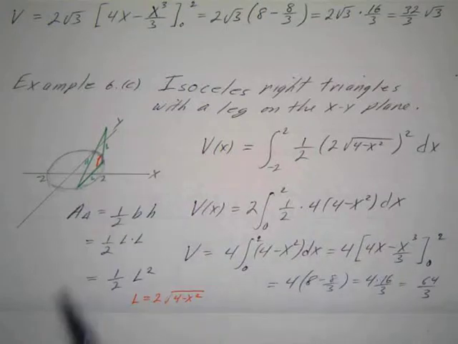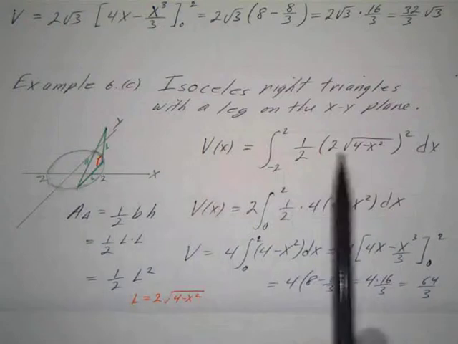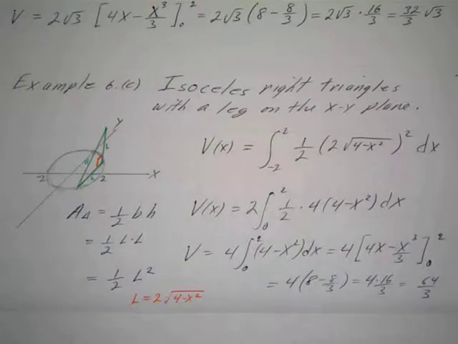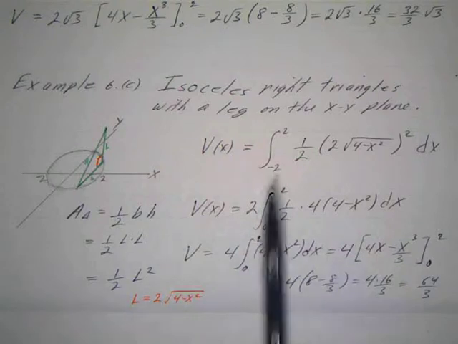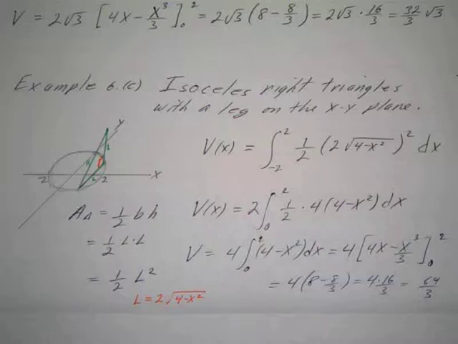And in this case, the leg will be the top curve minus the bottom curve, or 2 times the square root of 4 minus x squared. So I just put this in our formula again, going from -2 to 2 of 1/2 leg squared. And this is my leg. Now again, what I can do is change this from -2 to 2 to 0 to 2 and double it, because it is still symmetrical.